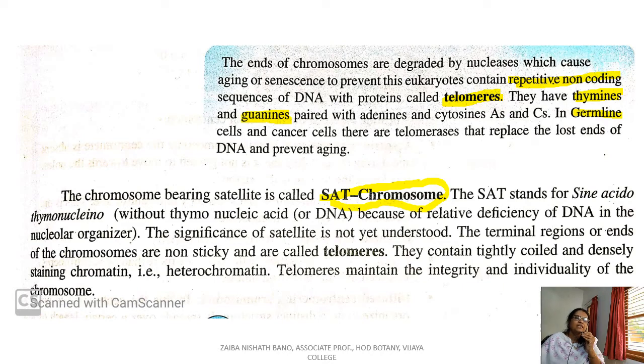The terminal regions or the ends of the chromosomes are non-sticky and they are called telomeres. I already told you what telomeres are. These telomeres are the ends of the chromosomes. They contain tightly coiled and densely staining chromatin, which we call heterochromatin. Telomeres maintain the integrity and individuality of the chromosomes because they prevent one chromosome from sticking with another chromosome.